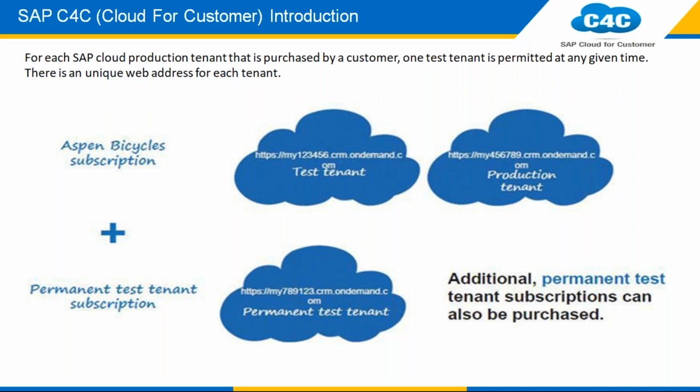Now, C4C also has a unique 6-digit identification number, which talks about the client identity. So whichever number you see here will be specific to that particular client. SAP has two types of tenant for C4C: a test tenant and a production tenant.